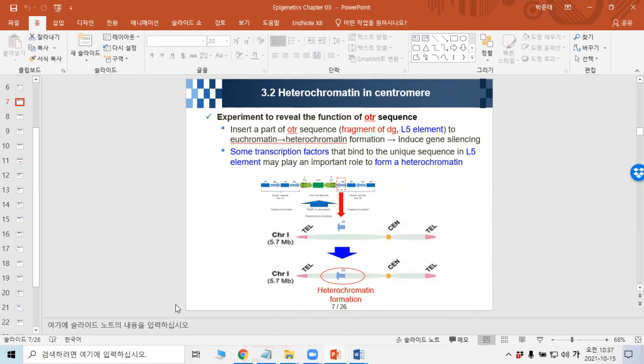This is the experiment to reveal the function of the OTR sequence, especially the fragment DG. Based on this experiment, we can say that maybe some transcription factor binds to the unique sequence in L5, and it will play an important role in forming heterochromatin.